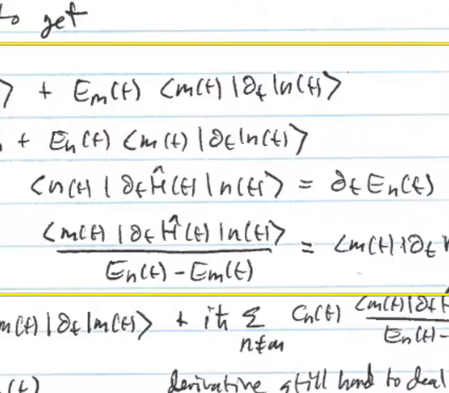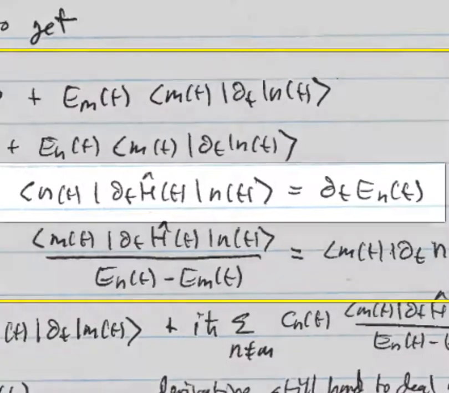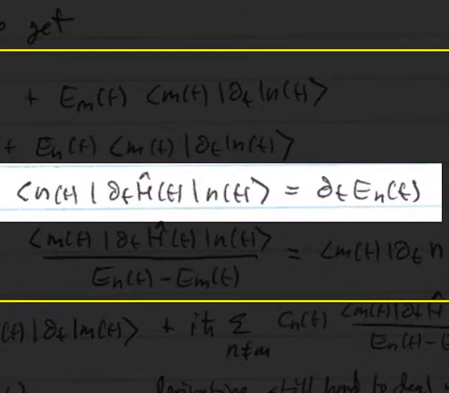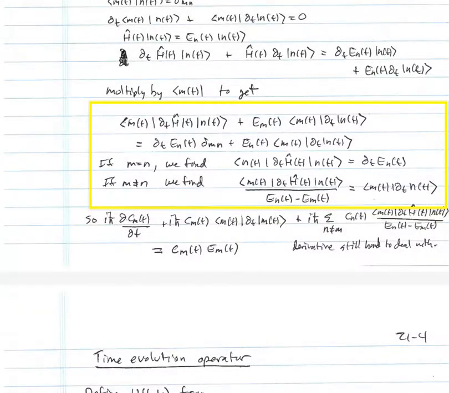The delta mn becomes 1, so I'm left with a simple expression that the overlap of n of t, d by dt, H of t, n of t is equal to the time derivative of E n of t. Those of you who have seen something called the Feynman-Hellmann theorem will immediately recognize that this is exactly the Feynman-Hellmann theorem. If you've never seen the Feynman-Hellmann theorem and you always want to know what it is, there it is sitting right in front of you. Okay, that's a nice expression when m equals n.